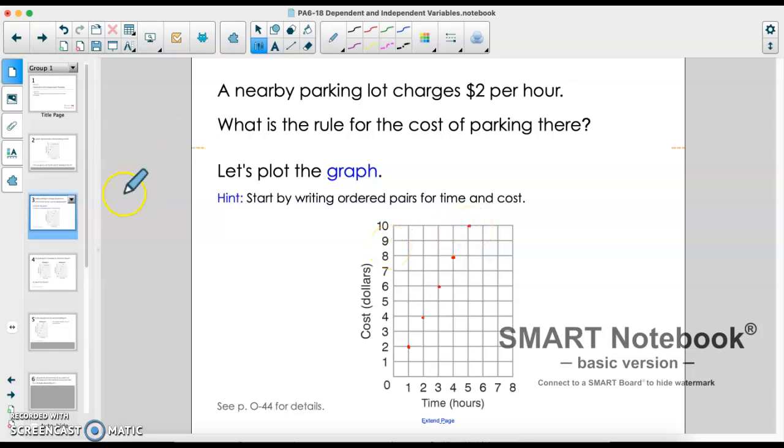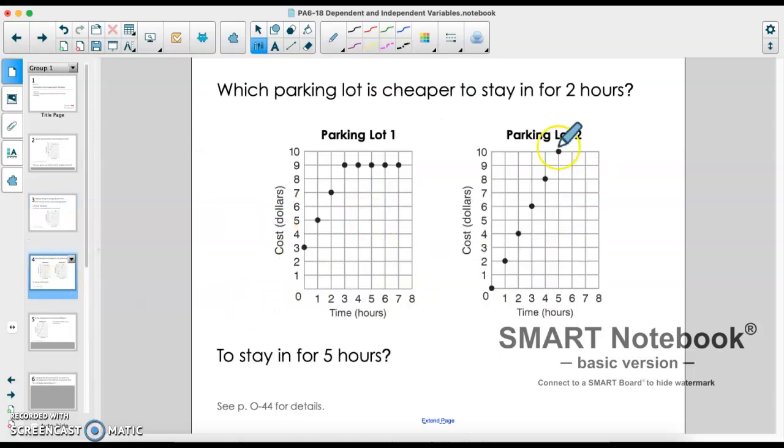You could plot or graph this out on a table. Here are the two graphs. This one shows us for 2 hours, and this one shows us for when we get up to 5 hours, and so on. How that changes.